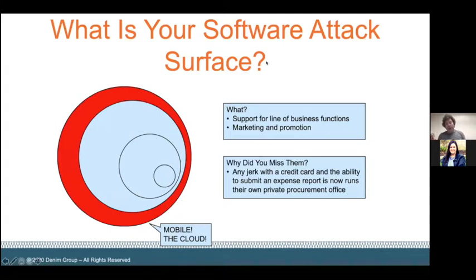And then finally, what do you have for mobile applications? What do you have for applications in the cloud? And this really comes down to, in a modern IT environment, any jerk with a company-sponsored credit card has the ability to now run their own private procurement office. Again, depending on the controls that you have in place in your organization. And so, looking very broadly at software attack surface, there's a lot that can go into that.